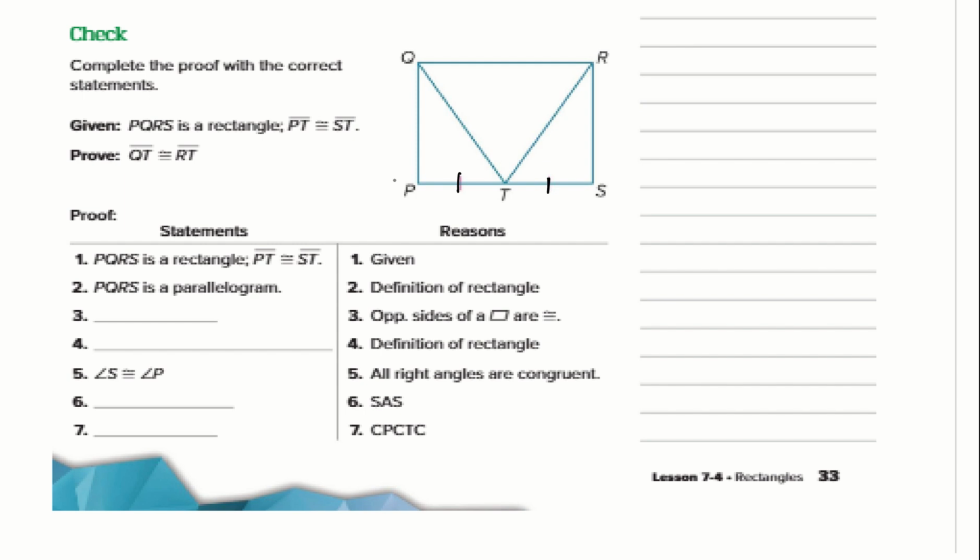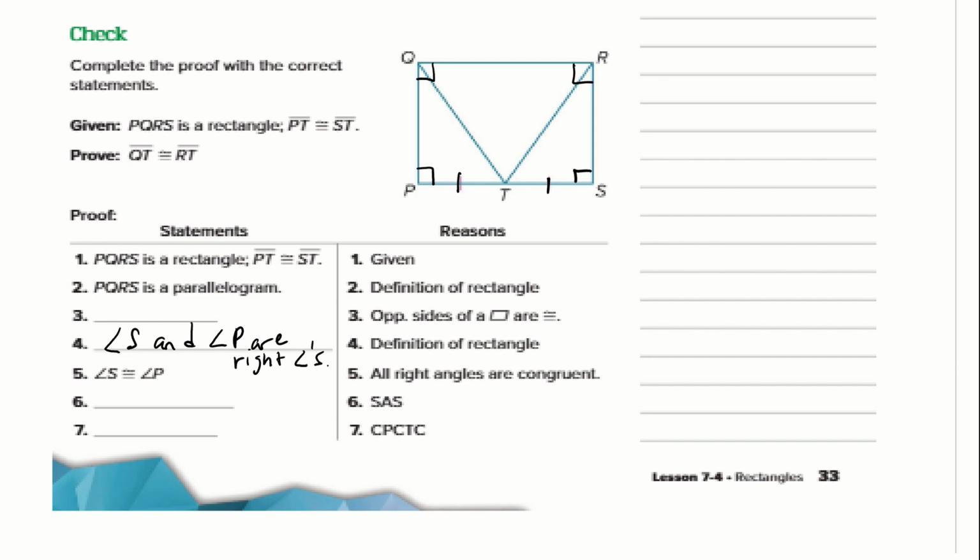Well, if it's a rectangle, it has to have right angles, right? And so we can see that these have to be right angles because it's a rectangle. That's the definition of a rectangle. So we're going to say angle S and angle P are right angles. And why only S and P? Well, because in step 5 we have S and P there.